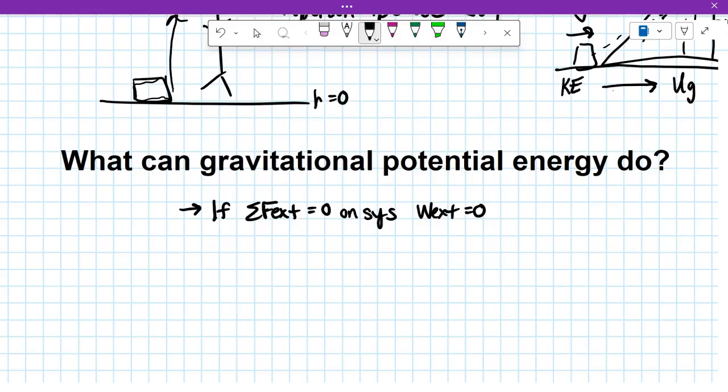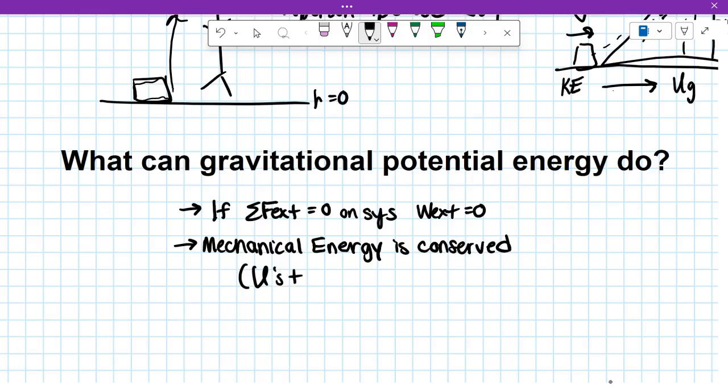Now again, that's not saying that there are no forces. There certainly could be a normal force or an applied force, but it's saying that those forces, if they exist, do not do any work. So they are perpendicular to our displacement. So what that means is our mechanical energy is conserved. Okay. So mechanical energy is the sum of all of our potential and kinetic energies.